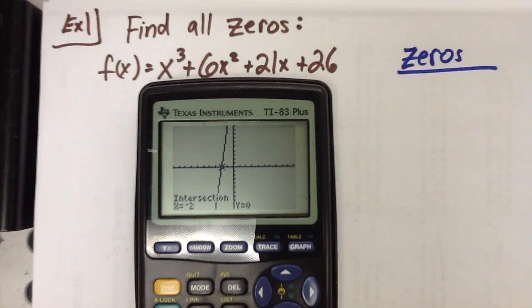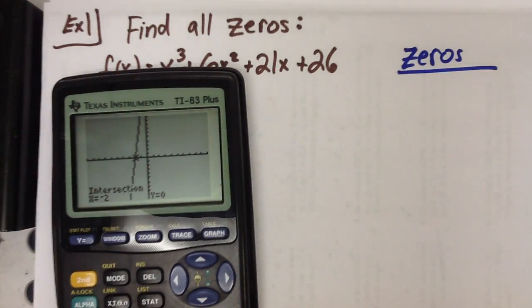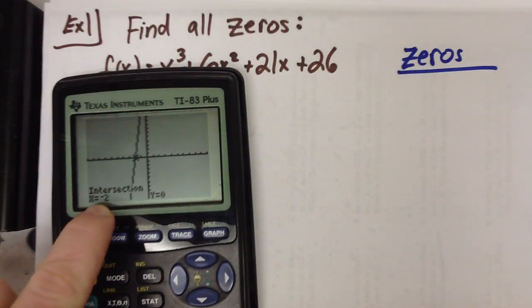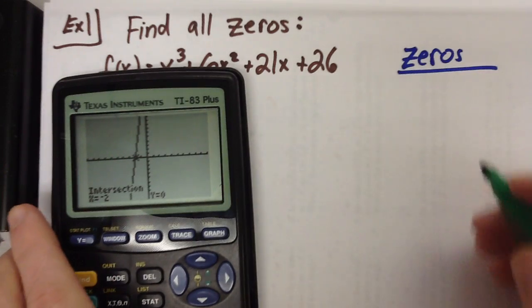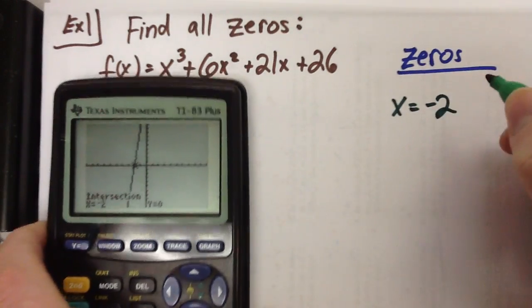All right, it was -2, 0. You want to be sure, because I will give you decimals and fractions for your initial zero, you want to be sure you know where it is. All right, so over here in this list, I'm going to say x equals -2.